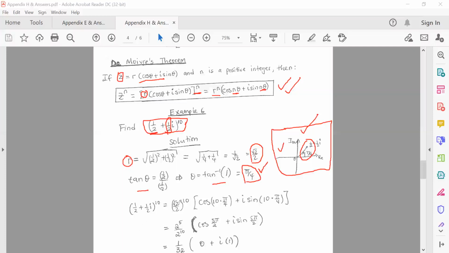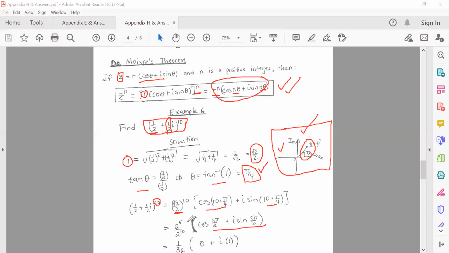De Moivre's says to write this in polar form, and then you just need to take r raised to the power n, so it becomes root 2 over 2 to the power n. Cos of n, remember your n is actually 10. So what I'm doing is applying this formula here. So cos of n times theta, so it's 10 times pi over 4, plus i sine 10 times pi over 4. If you simplify, you get this.